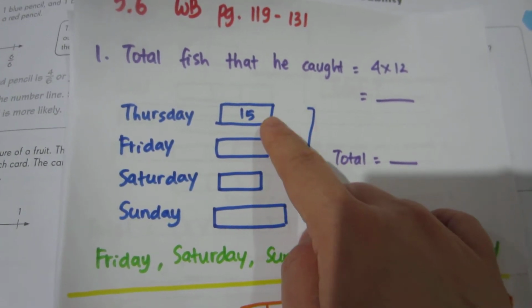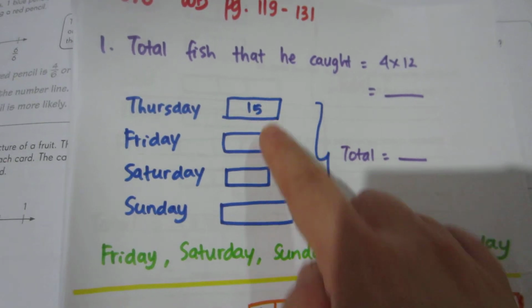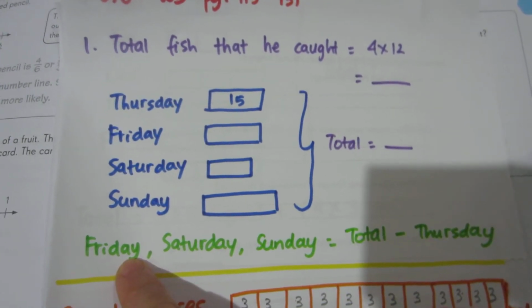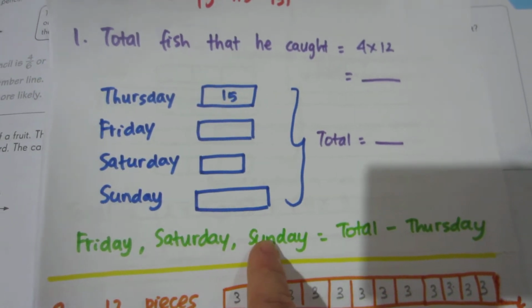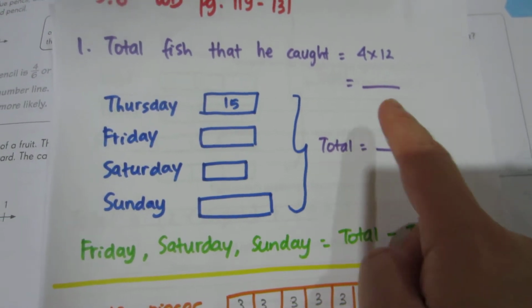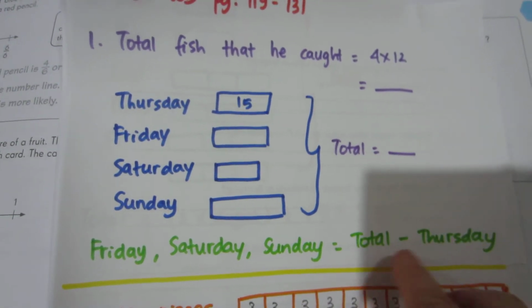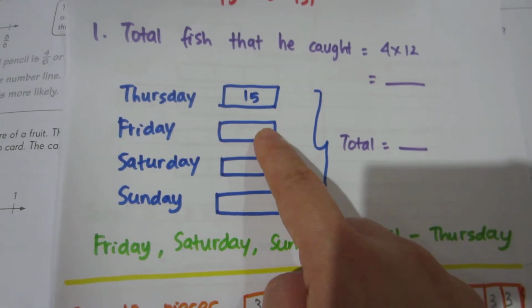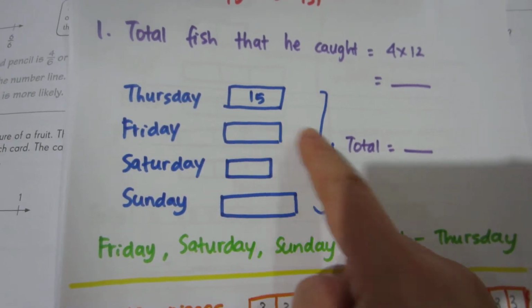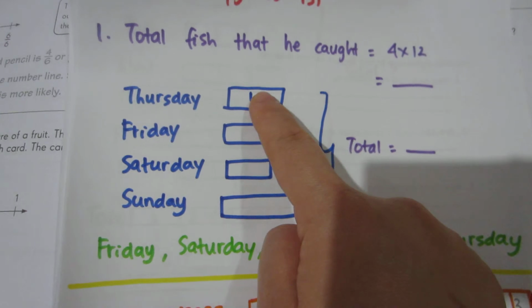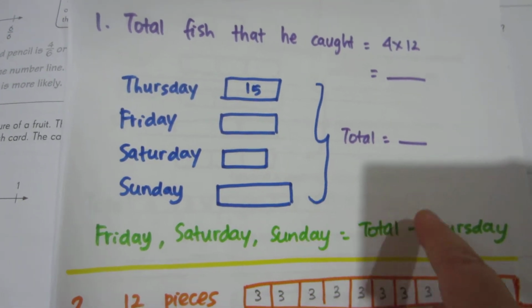Now we know that on Thursday he got 15. So the question is, how many did he get on Friday, Saturday, Sunday? So you need to get the total, which is from here minus the Thursday one. Then you get these 3 things. The total minus this, and then you get this 1, 2, 3.